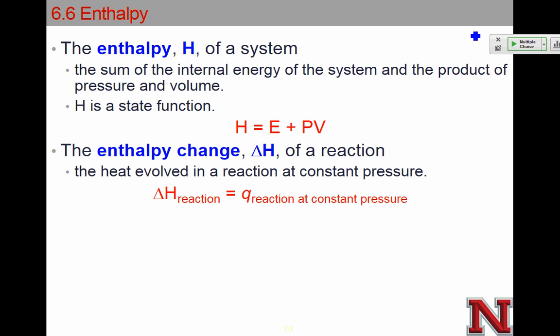What does this mean? We want to know the difference of our internal energy of the system before the reaction versus after the reaction. And that's what we're going to look at.